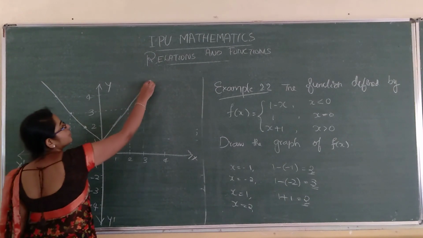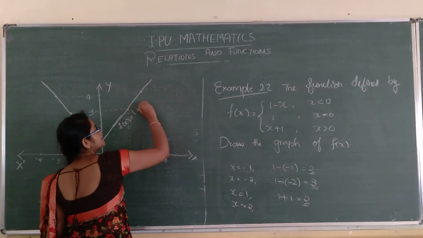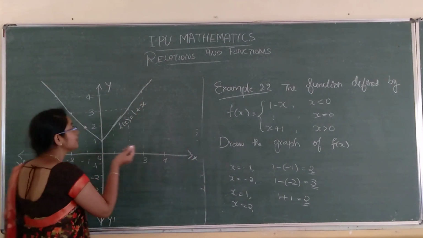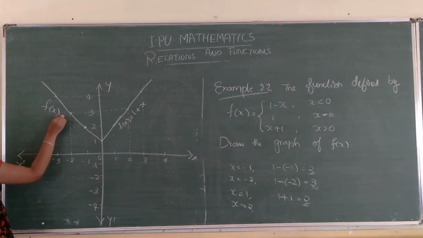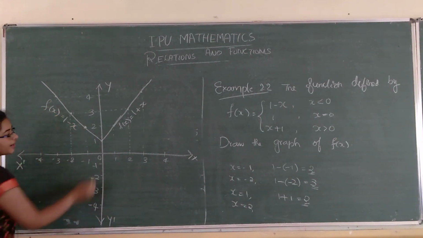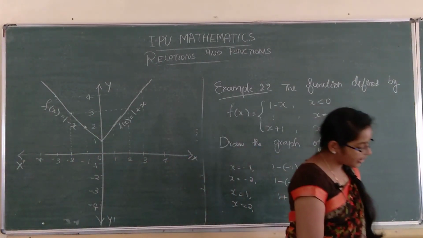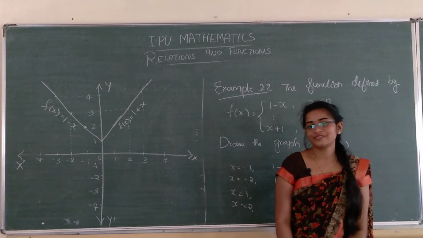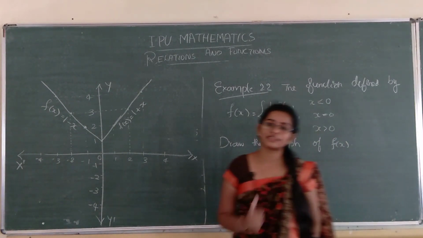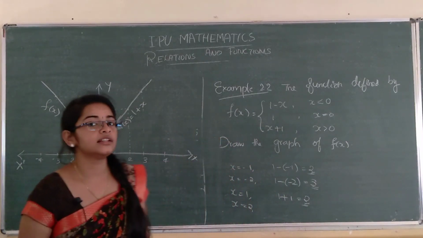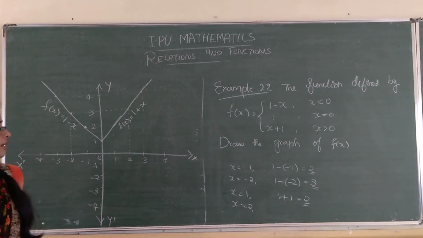This is the given graph. This is f of x is equal to x plus 1. This is the function f of x is equal to 1 minus x. And if x is equal to 0, we have f of x equal to 1. This is how we plot the graph of the given function. I hope this is clear for you. In the next class, we shall discuss the miscellaneous exercise. That's it for today. Thank you.